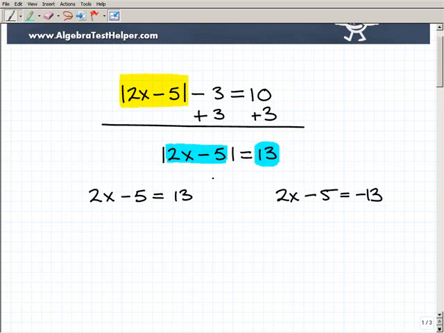Now, I've done a lot of other videos and some other material on this over at algebratesthelper.com to explain why we're doing this. But basically what you need to realize is this. Whatever's inside the absolute value, you need to form two equations, and you're going to set that equal to this number, whatever this value is, and the opposite of that value. So in that case, it's going to be 13 and negative 13. Now, of course, I think you should know why we're doing that. But for right now, let's just focus on getting the answer to this particular equation.